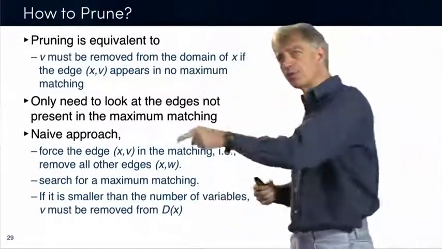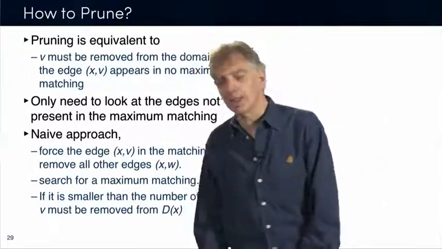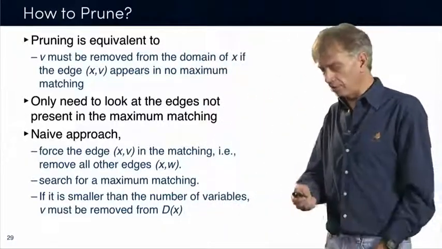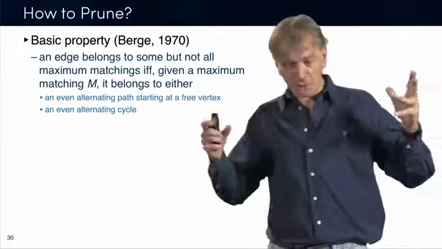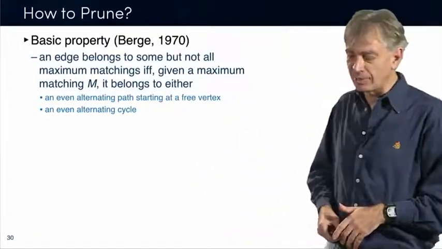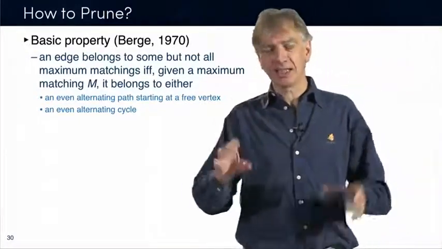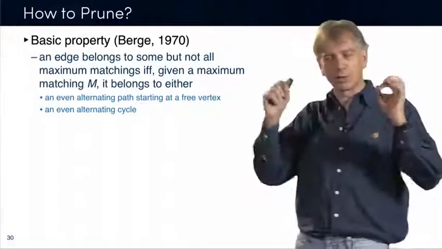Now, the problem with this, of course, is that we have to take all these edges and then find a maximum matching, take another edge, find another maximum matching. So it's really tiring. It takes a lot of time. So we can do better. And there is this basic property, a crazy property by Berge in 1970, which was used by Jean-Charles Régin. What is interesting here is that this property seems to come out of nowhere, but I'm going to read it to you and tell you why it's relevant.